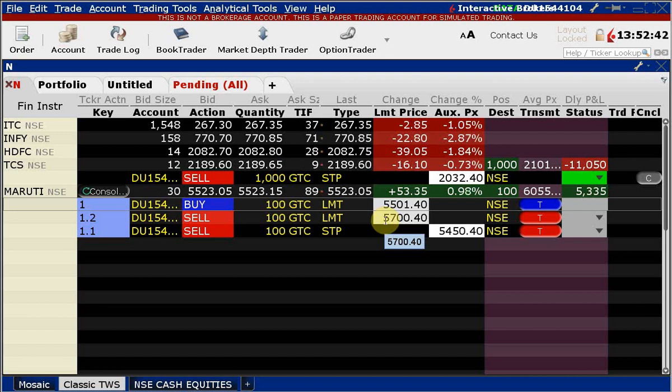It will not execute. So the structure of the bracket order is that the limit order is treated as the primary order. The bracket order exists only to cover the limit order. So unless the limit order is executed in the first place, the bracket order elements will not execute. The elements of the bracket order only kick in once the limit order is executed. Is this clear? Is everyone following?